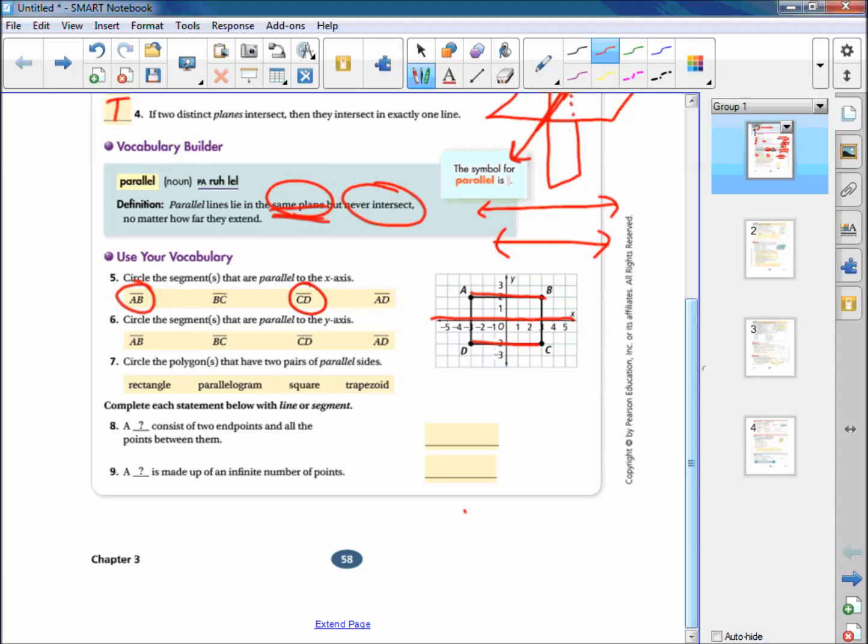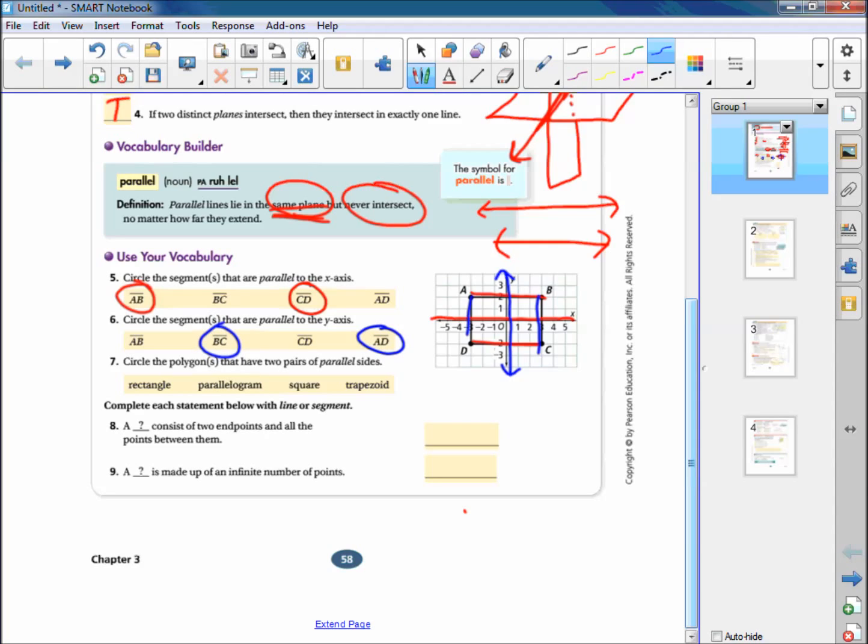Circle the segments that are parallel to the y-axis. So the y-axis is the vertical axis. And the segments that are parallel to that one are going to be AD and BC. So we'd circle AD and BC.